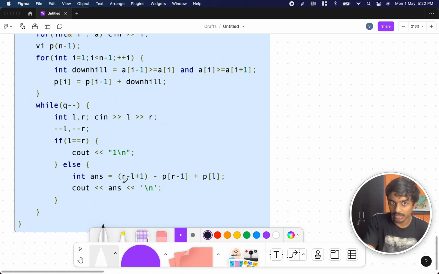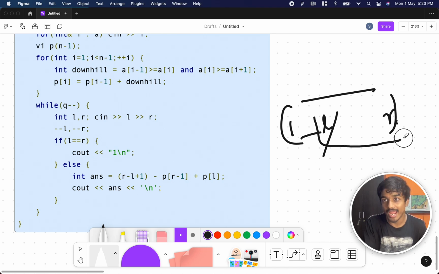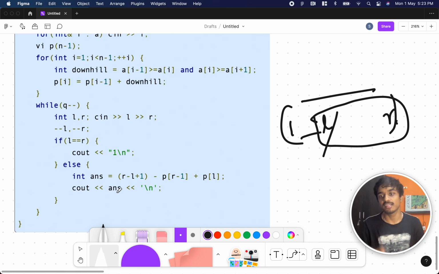And again what we are doing here, in order to know the total number of elements in the longest increasing subsequence, I need to get the total number of elements, R minus L plus 1, minus P of R minus 1 plus P of L. That is, they are getting all the deviations from 1 to R, minus 1 to L, this subtraction they get. So L to R they'll get the number of deviations. So total number of elements minus total number of deviations, that is downhills, will give you the answer.